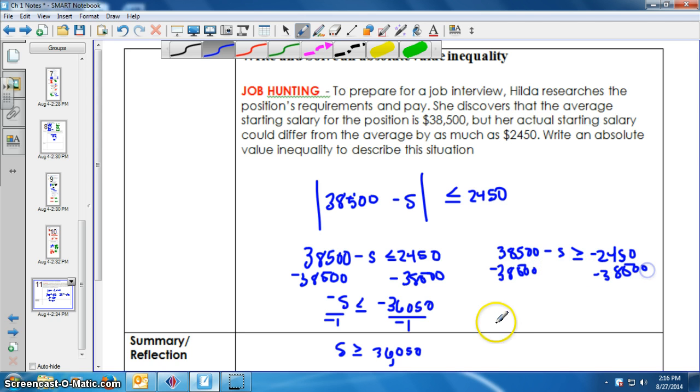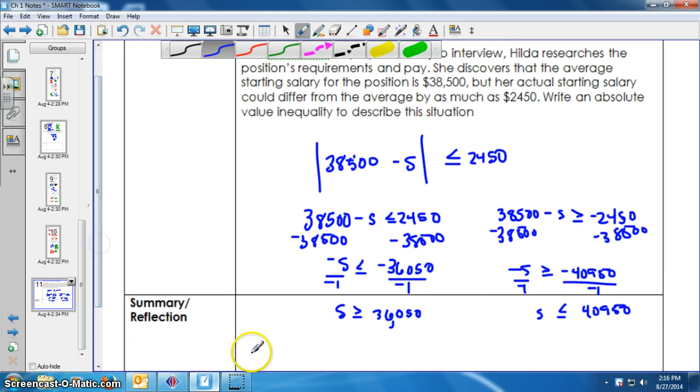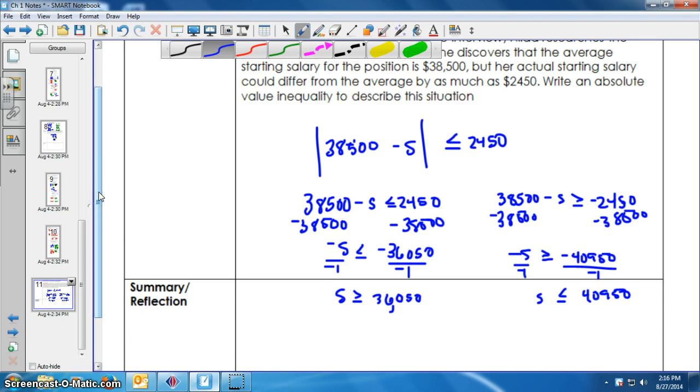And we would wind up with negative S again. Negative 40,950. Divide by negative 1 and flip that sign. So there's kind of our different values. She could be in between those two values. All right, now's the time to note any questions that you have, or hopefully as we were working through other questions, you were noting ones as you went. So be ready to ask those questions tomorrow.